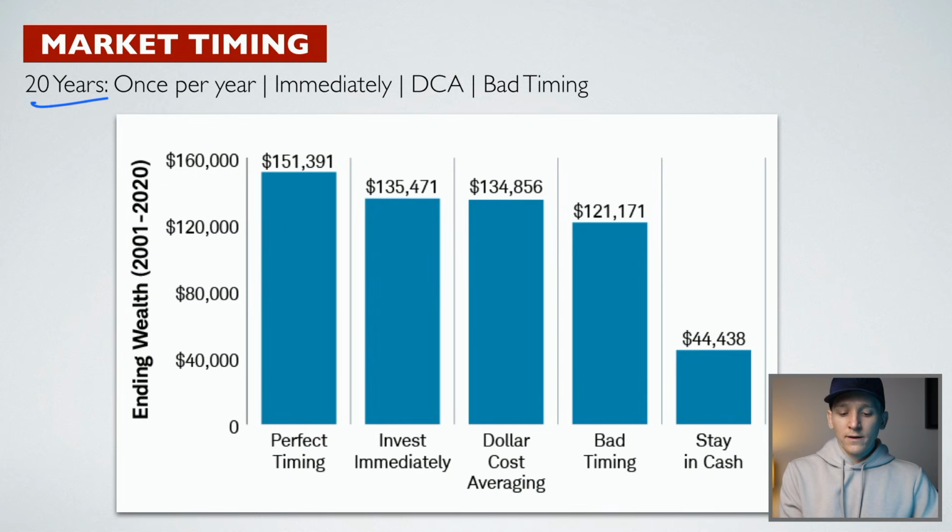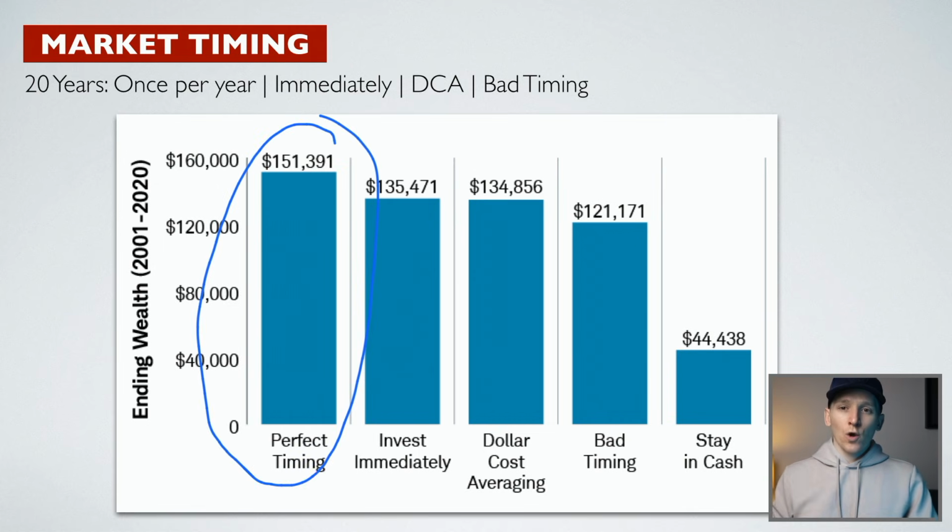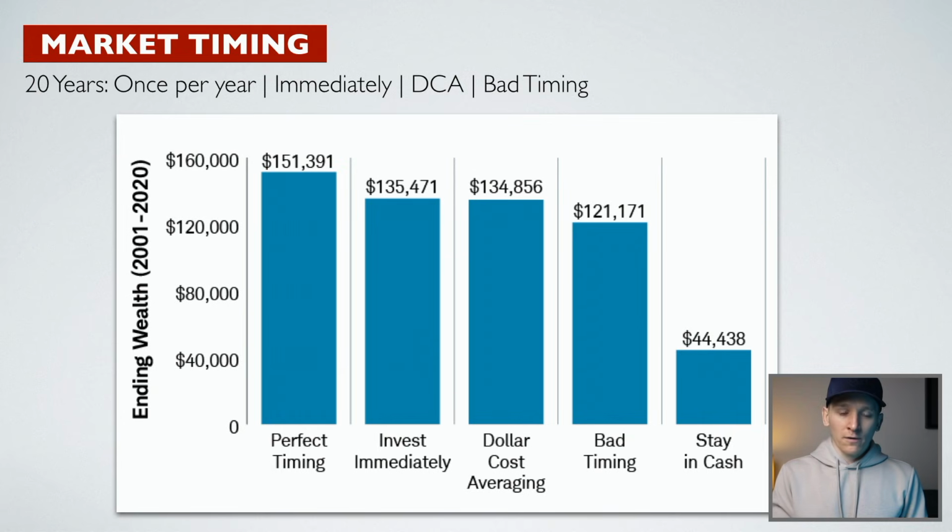Over those 20 years, as you can see here, the perfect timing investor delivered the best results. This is the investor that essentially chose the absolute best day each year to invest. That's the price at its lowest for that year, and they outperform everyone else. We're going to take this as a big no because no one can time the market on that day, and so this is absolutely impossible to do.